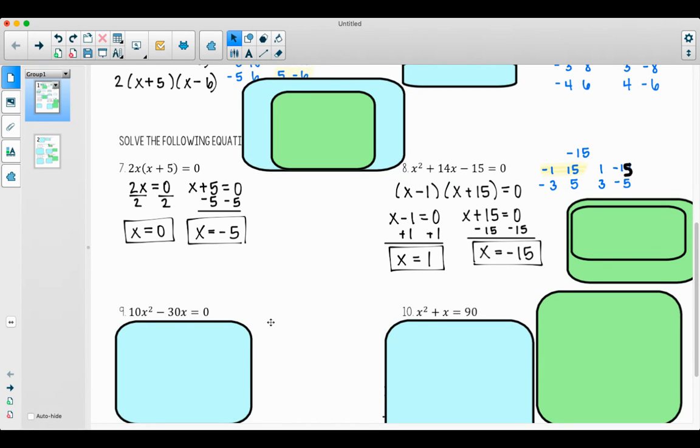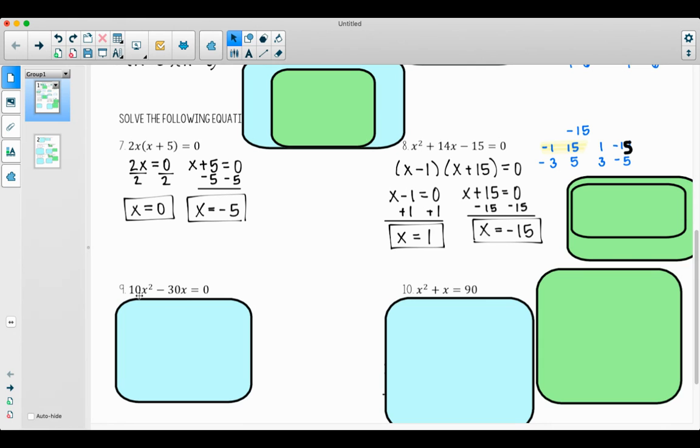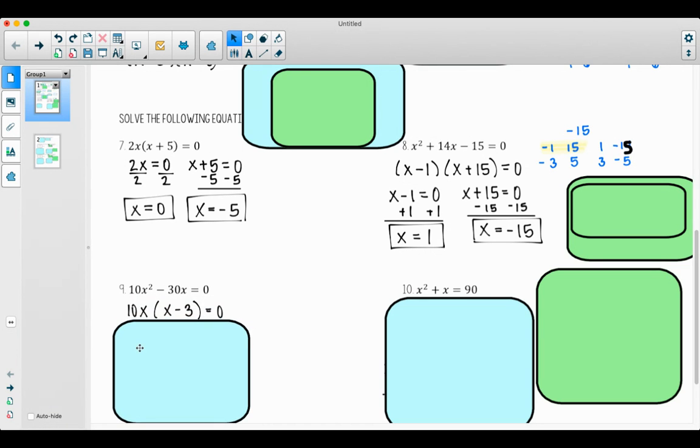In problem number 9, it's not a trinomial. It's 10x squared minus 30x is equal to 0. It's set equal to 0. But the only way I can factor 10x squared minus 30x is by factoring out the greatest common factor. So it will look like problem number 7. Between 10x squared and that negative 30x, I'm going to factor out a 10x, leaving me with x minus 3 is equal to 0. Notice how it's now similar to what we were given in problem number 7.